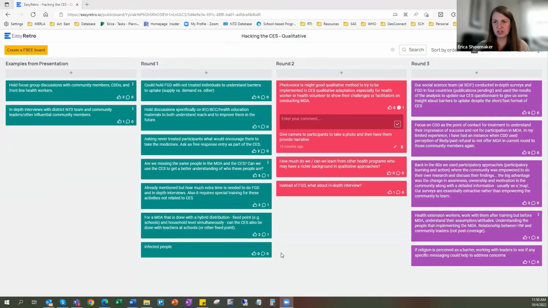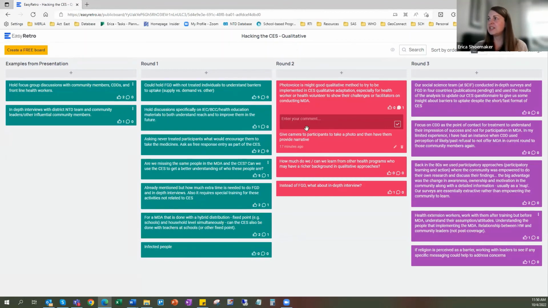We had some great discussions around ideas about these populations of people that have never been treated, and that came up a couple of times in our first round. We could hold focus groups with individuals to better understand the barriers to uptake, and also ask them what would encourage them to take the medications.